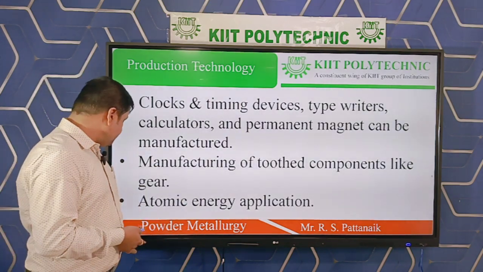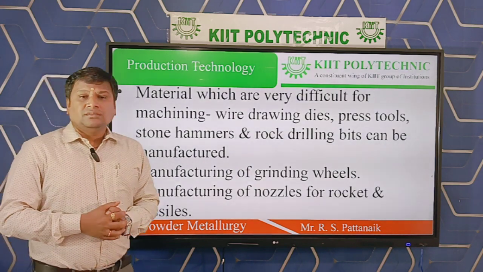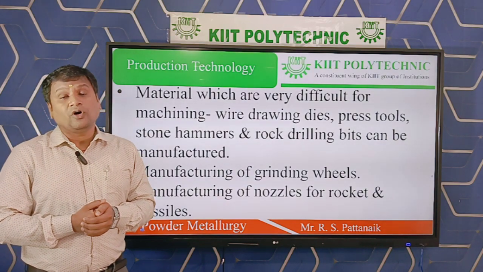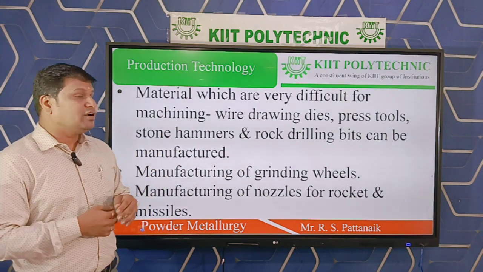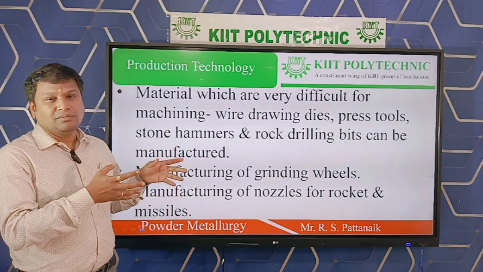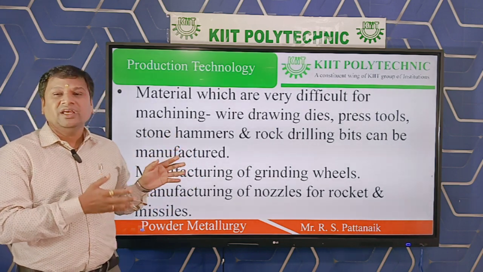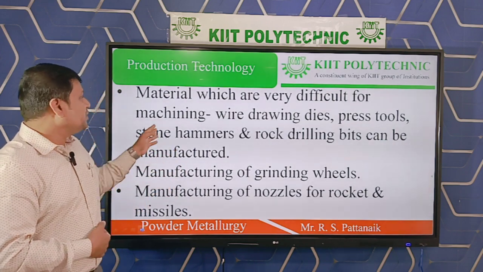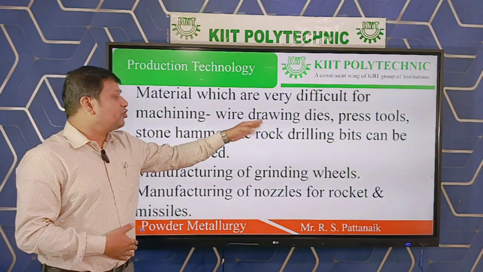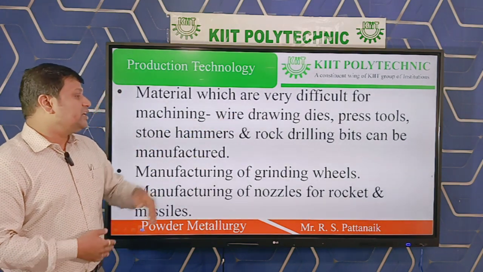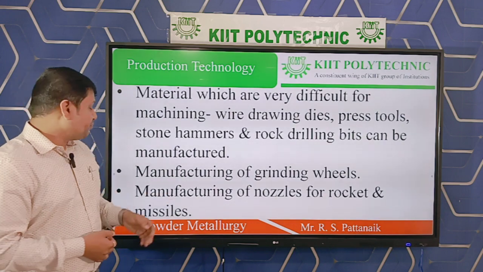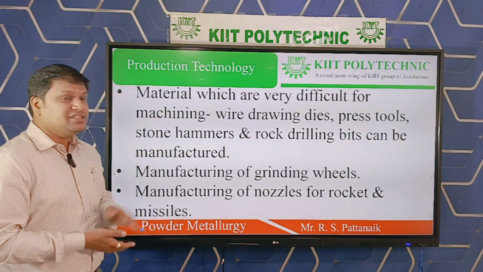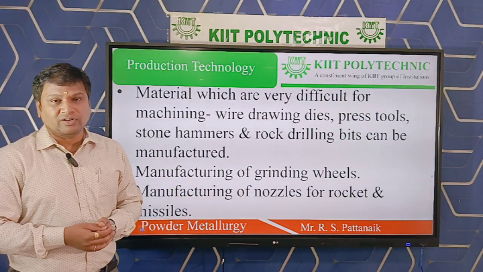Atomic energy application. Materials which are very difficult to form, materials which are very difficult for machining, these metals are particularly produced using this powder metallurgy technique, as I have already said. So materials which are very difficult for machining, wire drawing dies, press tools, stone hammers, and rock drilling bits can be manufactured. Okay, so next is the manufacturing of grinding wheels, and nozzles for rockets and missiles. So these are the applications of powder metallurgy technique.